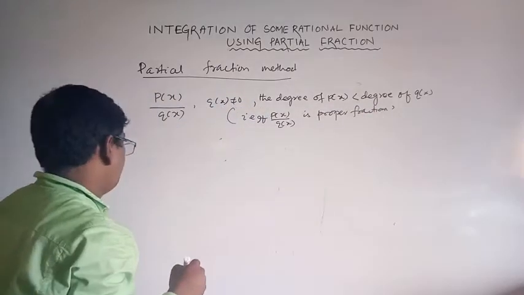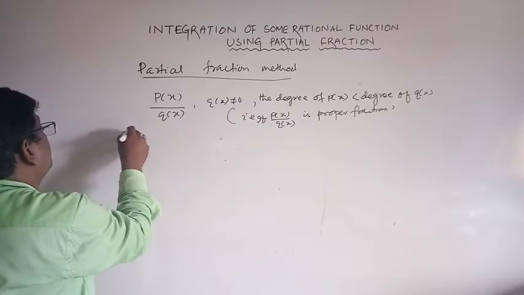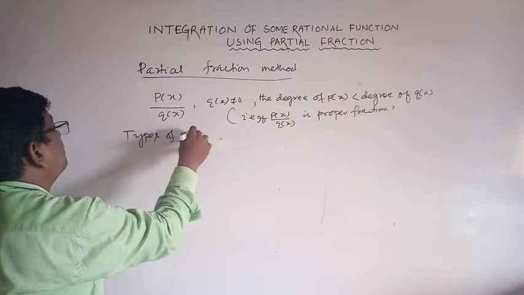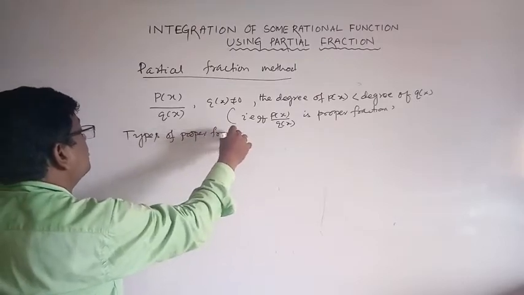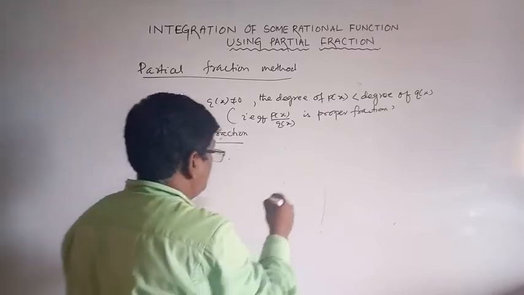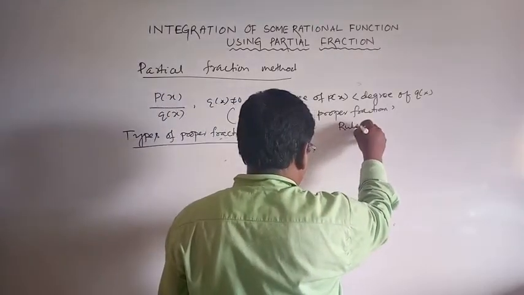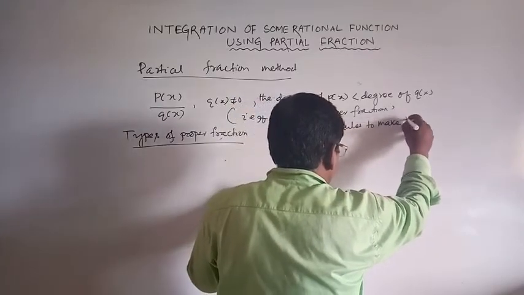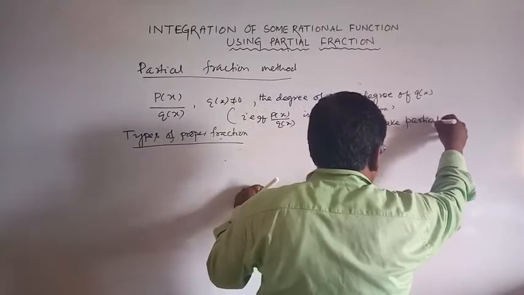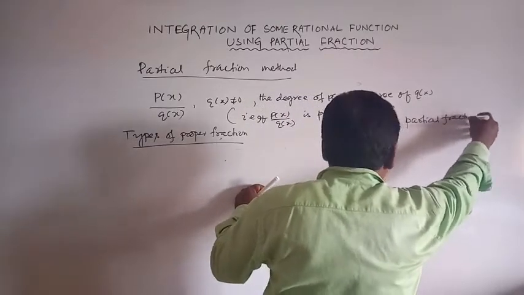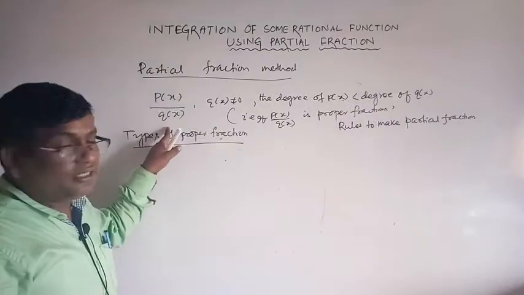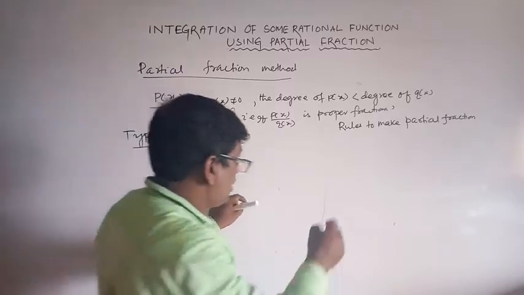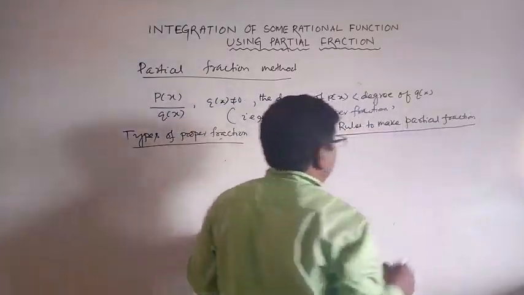So here are the types of proper fraction, and here are the rules to make partial fractions. Okay, p(x) by q(x), that is the types of partial fraction, proper fraction, and this is how to make the partial fraction.